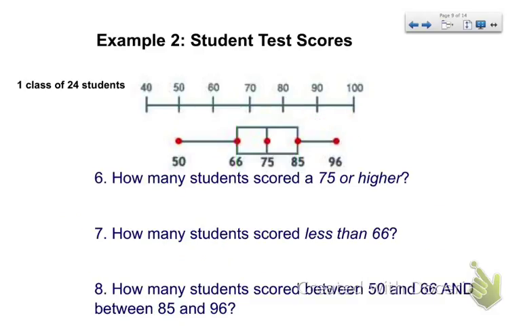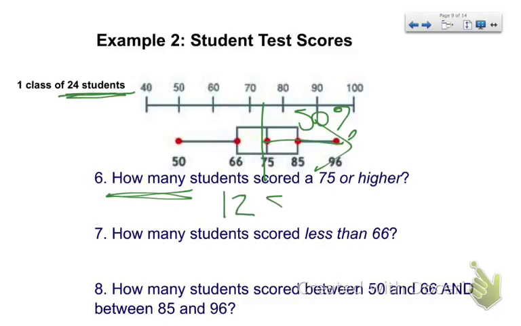And then number 6, how many students scored a 75 or higher? Notice that it's not asking what percentage, it's asking how many. Okay, so this is where you're going to have to do more than one step. So 75 or higher, well, that's going to be 50%. But it's not asking percent, it's asking how many. Since it's a class of 24 students, 50% of that would be 12 students.